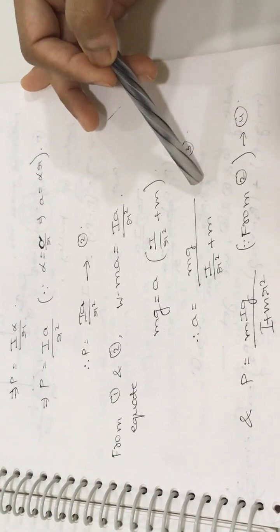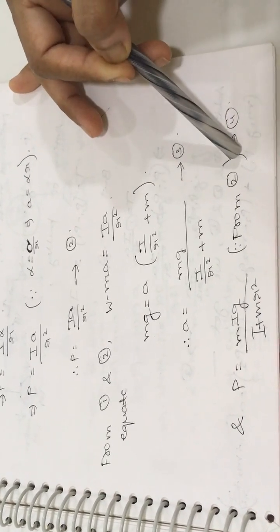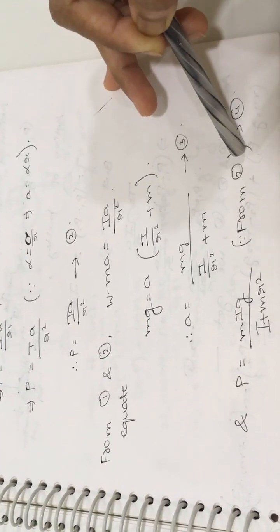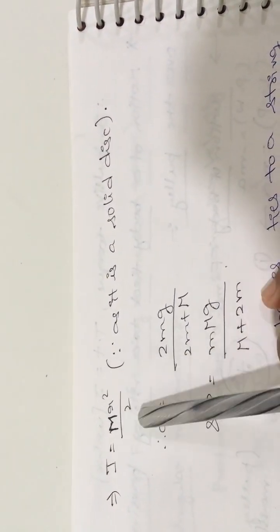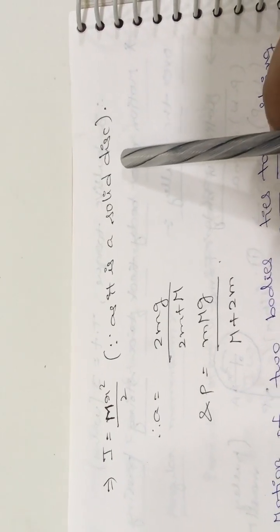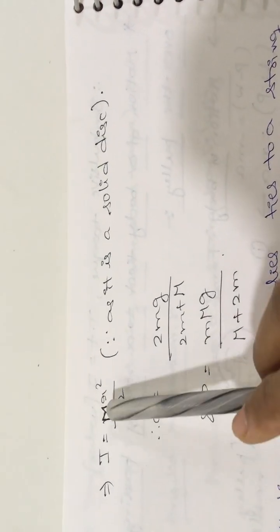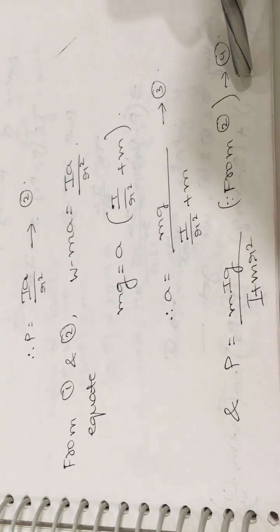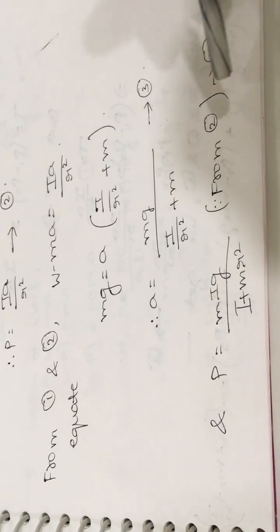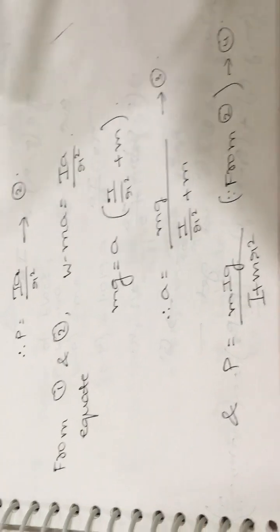Now here these are the acceleration formula and P force formula in terms of the small m. Now we all know that the I formula, the mass moment of inertia formula, is equal to mr square by 2, as it is a solid disk. So substitute the I value, mr square by 2, in terms of capital M in the third equation and in the fourth equation. You will get the new formulas for the acceleration and the P force formula in terms of the small m and capital M. So these are the two formulas.